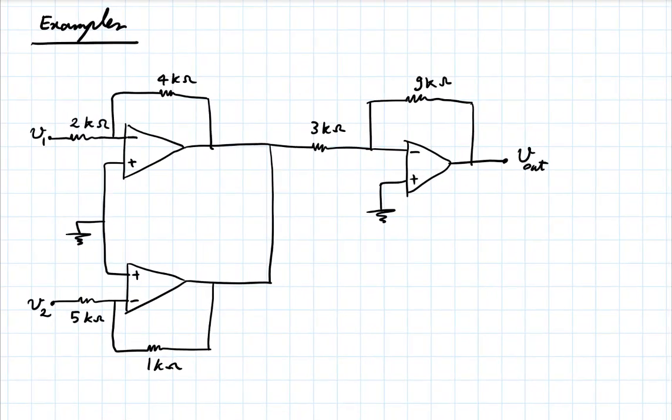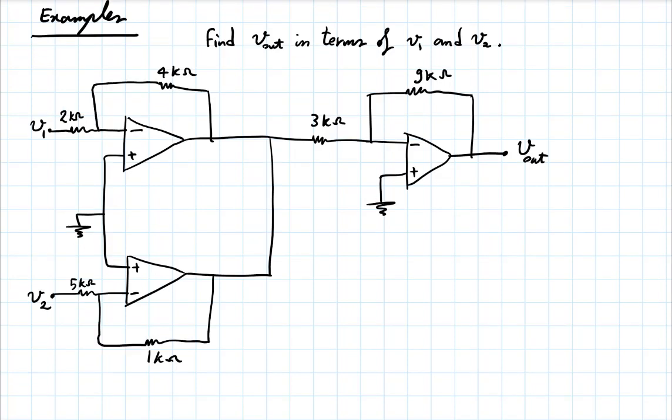So try this on your own. Calculate V out as a function of V1 and V2, if these are ideal op-amps, and if we trust that the circuit has been built such that the op-amp stays within the linear region.